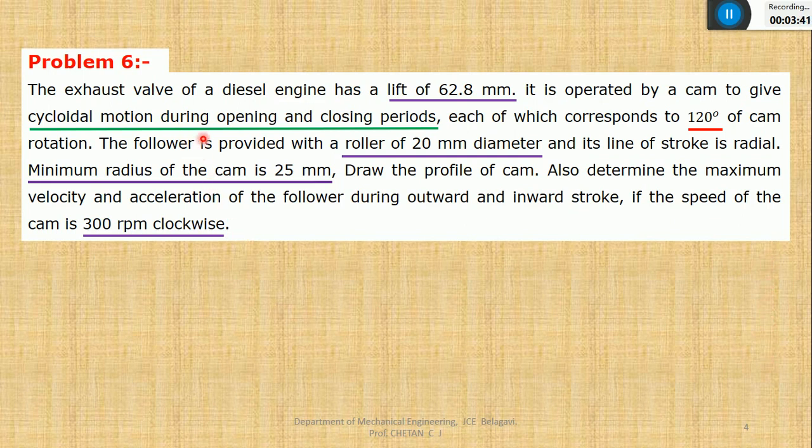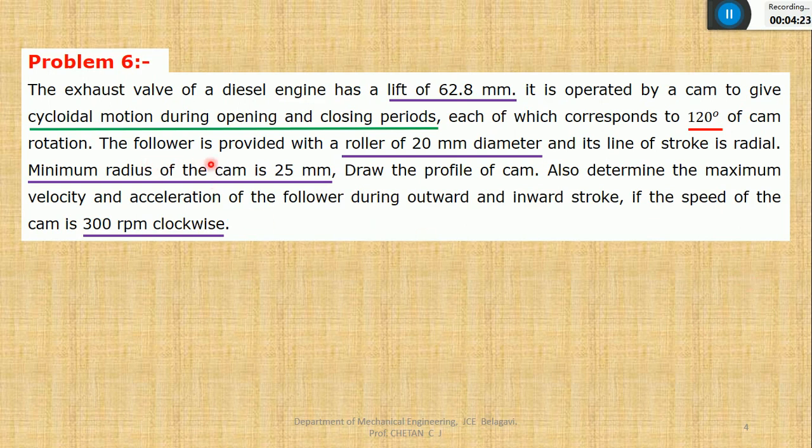It means both the outstroke and the return stroke are with cycloidal motion, and each of which corresponds to 120 degrees of cam rotation. As the cam starts rotating from 0 to 120, the follower will be moving in an upward direction. It means the outward stroke is 120 degrees. For the next 120 degrees of cam rotation, the follower will be moving in a downward direction. So the outward and the downward strokes each correspond to 120 degrees of cam rotation. It means theta naught is 120, theta r is also 120.